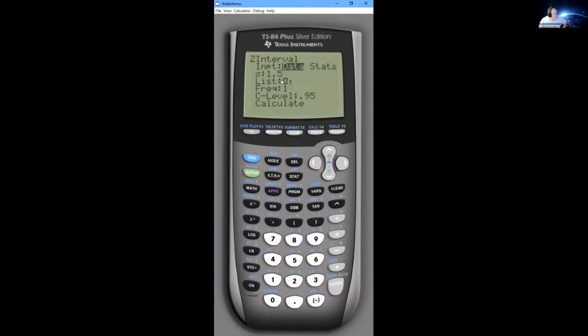Now, here it says the list is L1. That's exactly what I want. That's where I put my data. So I'm going to keep that. Never change that. It's always 1. And then I'm going to change this to 0.95. And now I can hit calculate. And do you see, well, actually, maybe I can't calculate quite exactly, but 3.699 and 6.32.